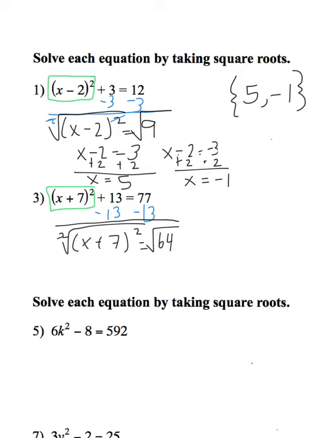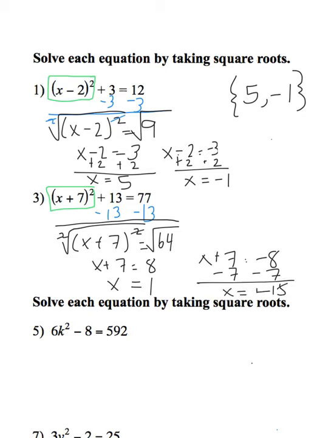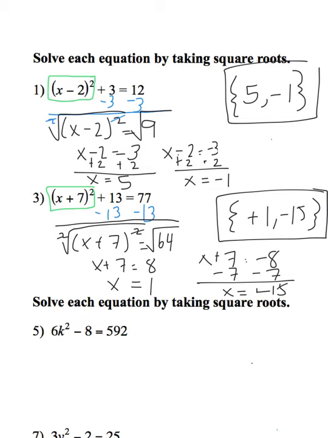So this 2 and this 2 will cancel out, and we're left with x plus 7 equals positive 8, and x plus 7 is equal to negative 8. Subtract 7 from both sides, and you get x equals 1. Subtract 7 from both sides here. Negative 8 minus 7 is negative 15. So in set notation, it'd be positive 1 and negative 15. So this is our solution for number 3, and this is our solution for number 1.